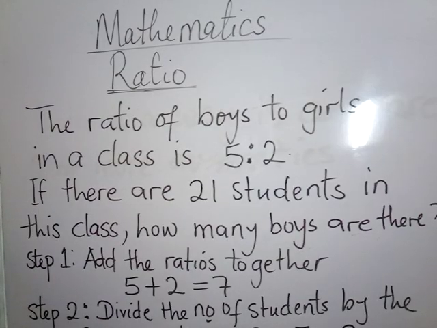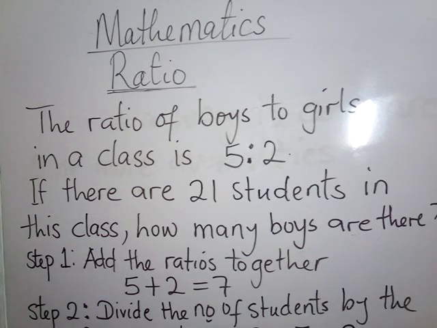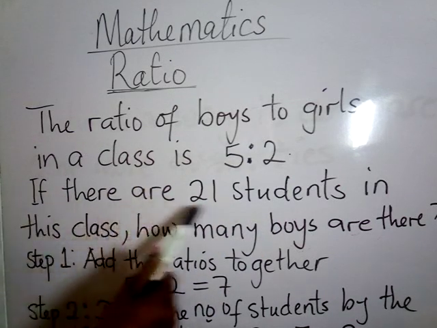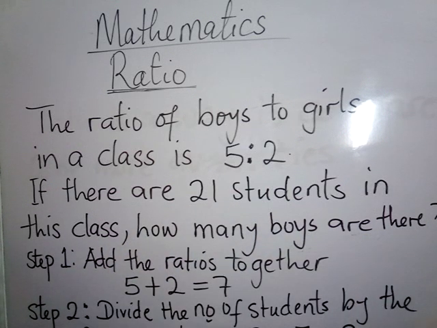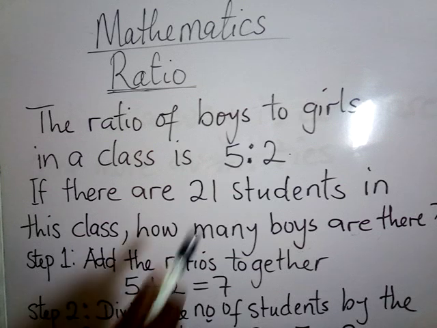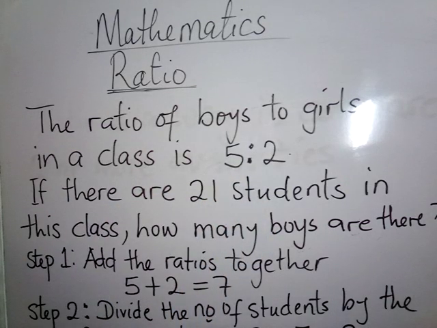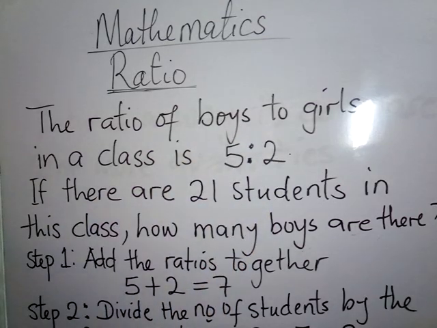Okay, so let's extend the example we have here on the board to see how it works. The ratio of boys to girls in a class is 5:2. If there are 21 students in this class, how many boys are there? So how are you going to know the exact number? This is not giving us the exact number of the boys or the girls. It's just telling us that to every 5 boys in this class, you have 2 girls.